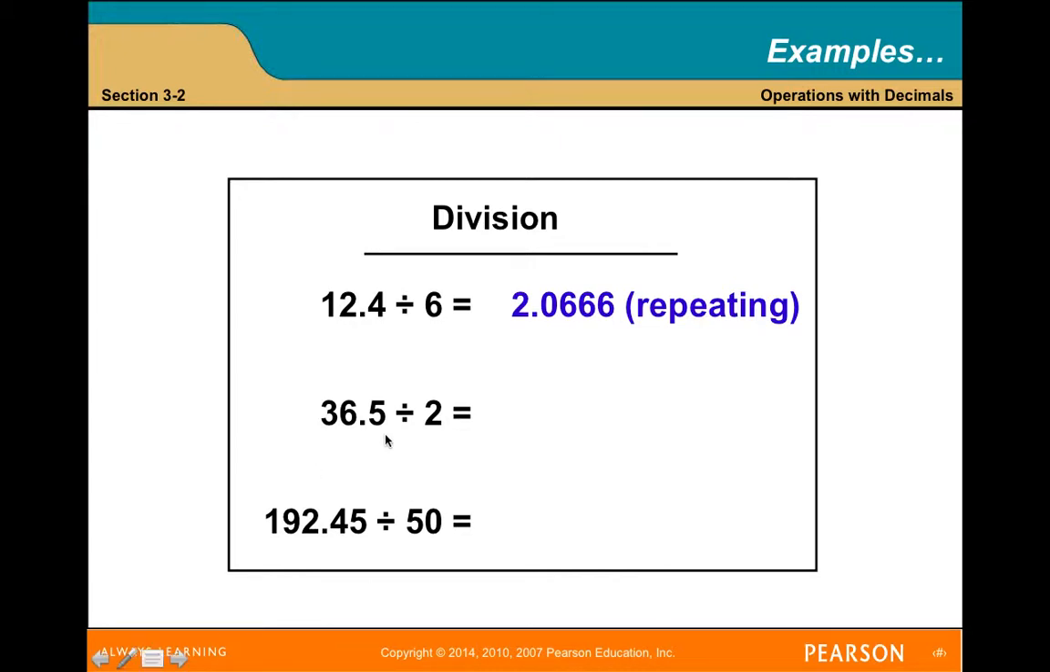Next, we have 36.5 divided by 2. The answer is 18.25. And then we have 192.5 divided by 50, and that equals 3.849.